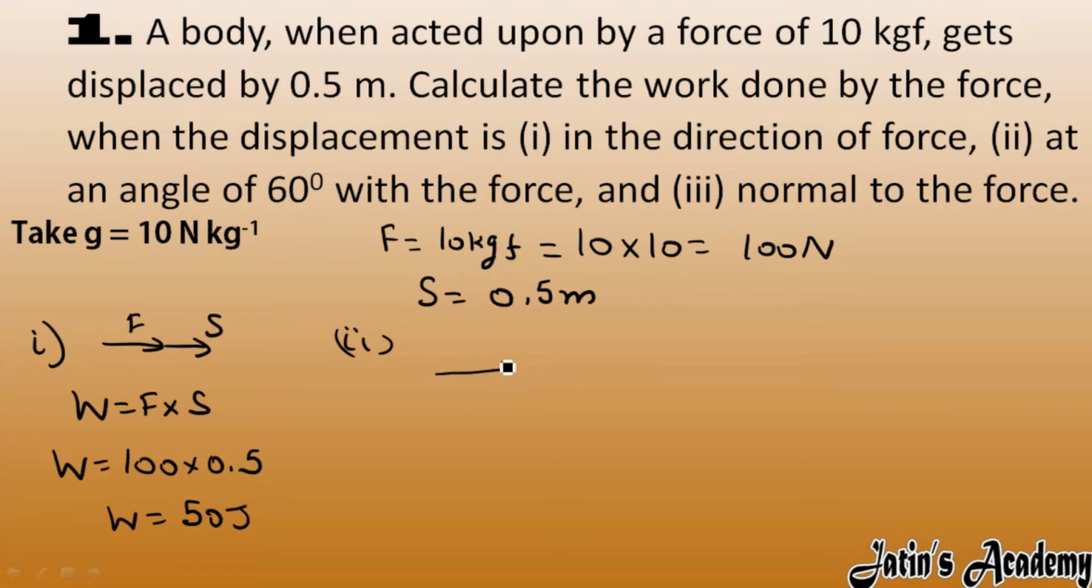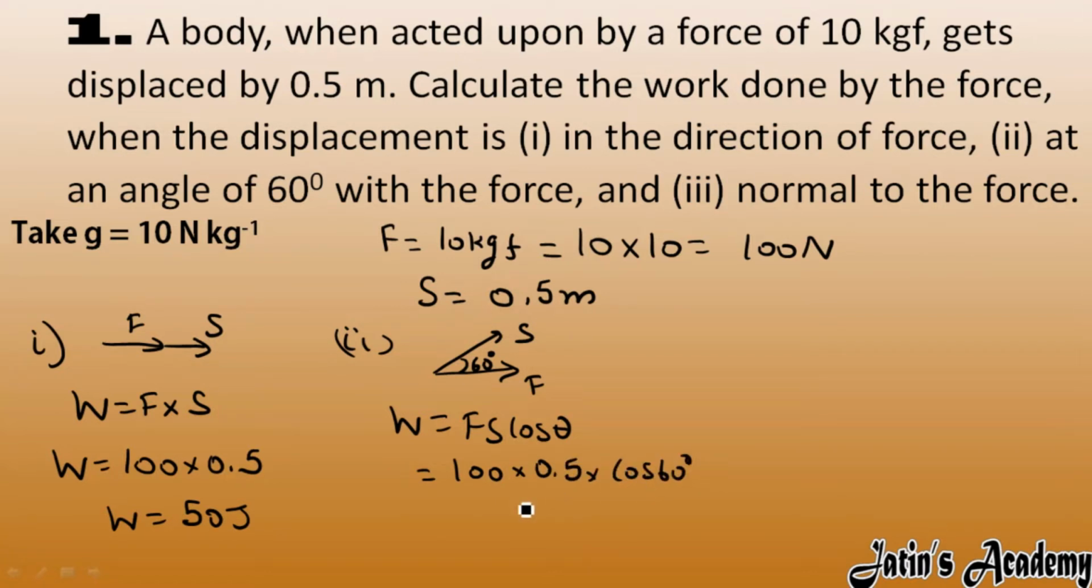Second part: when displacement is at an angle of 60° with force. When force is in this direction and displacement occurs at 60°, here we will use the formula F s cos theta. Force value is 100, displacement 0.5, and theta in this case is 60, and we know the value of cos 60 is 1 by 2. So here we got 25 joule. Okay, so work done in this case is 25 joule.